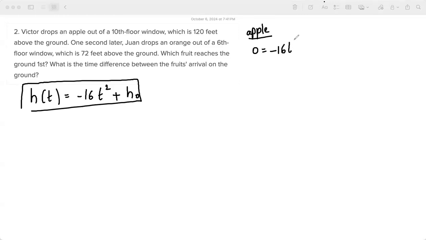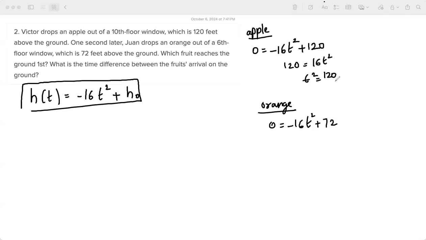So 0 equals -16 t square plus 120. For the orange, I would write it out as 0 equals -16 t square plus 72. So 120 equals 16 t square, so t square equals 120 by 16, 30 by 4, 15 by 2. Now if I take the square root, it will be plus or minus. I have to rationalize the denominator as well. So plus or minus square root of 30 by 2. I can't even simplify the square root of 30 by 2.